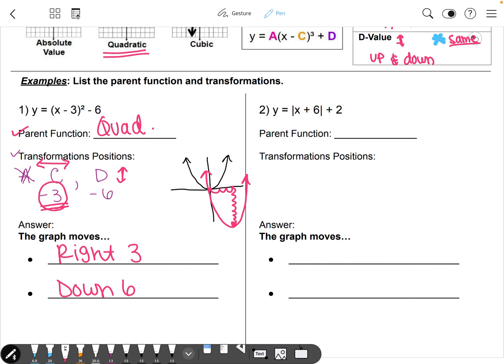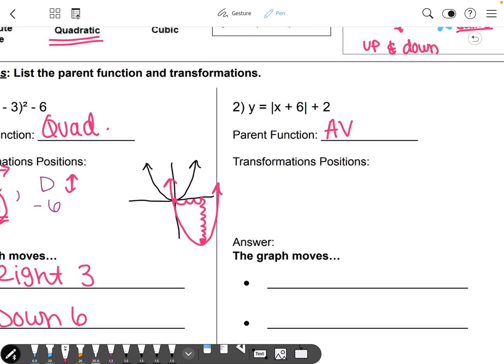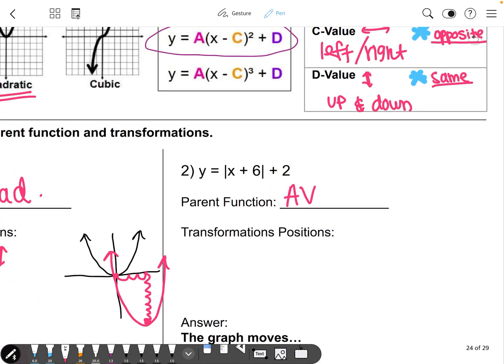Okay, let's do the next one. So again, first I need to identify the parent functions. I have bars, so I am going to have an absolute value. So I'm going to say AV for absolute value. Next, I'm going to identify the transformation positions. Again, I have nothing in front, so I do not have an A value. I have a C value inside the bars, which is a +6. And then after the bars is the D value, which is a +2.